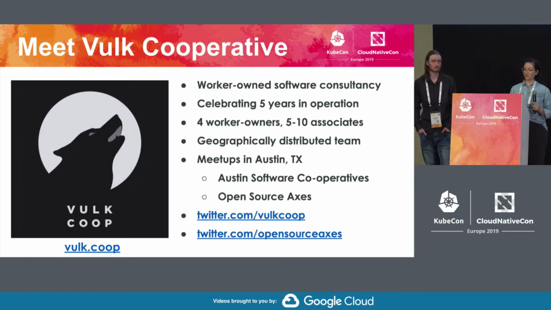So a little bit about Vulk Cooperative. We are a worker-owned software consultancy. We've got 4 worker owners and 5 to 10 associates, and we're located all around the world. We're a fully remote team. Some of us are based in Austin, Texas, where we host 2 monthly meetups, one on Austin software cooperatives, and the other called Open Source Axes, where we meet up with other open source folks in Austin and throw axes at a target. Pretty fun. You can check us out on Twitter.